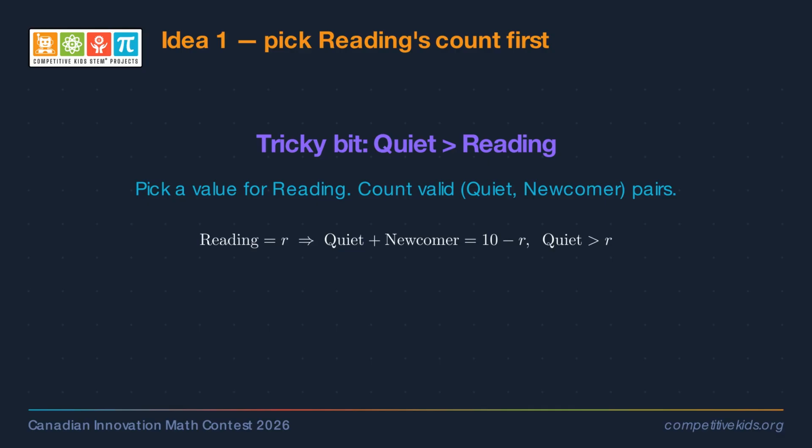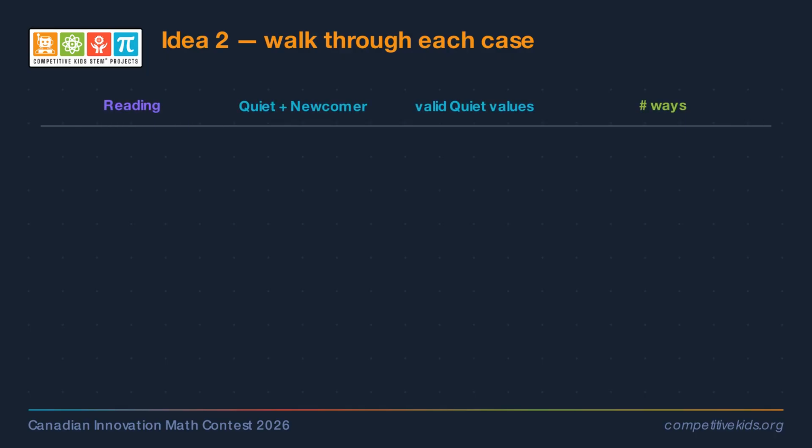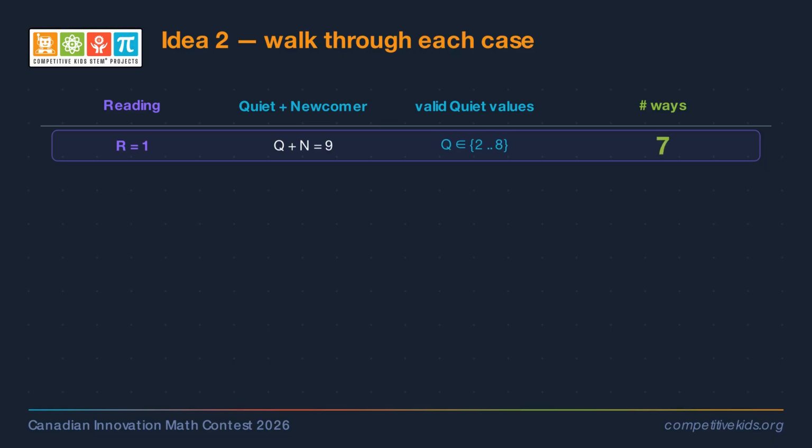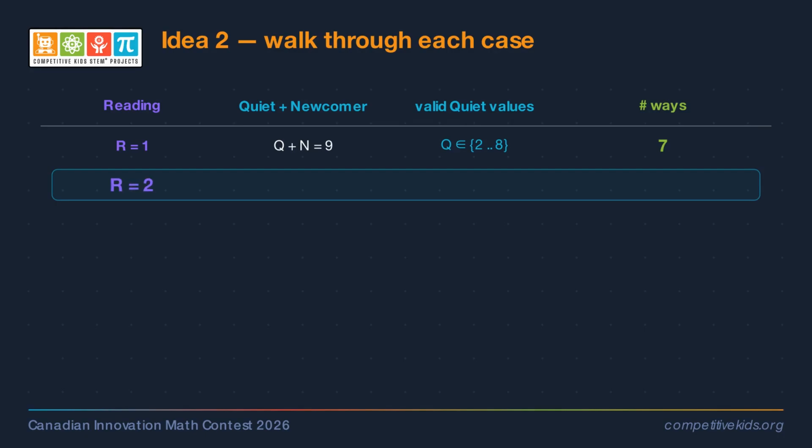If reading equals R, then quiet plus newcomer equals 10 minus R, and quiet must be greater than R. Walk through each case. If reading equals 1, then quiet plus newcomer equals 9. Quiet must be at least 2. So quiet ranges from 2 to 8. That is 7 ways.